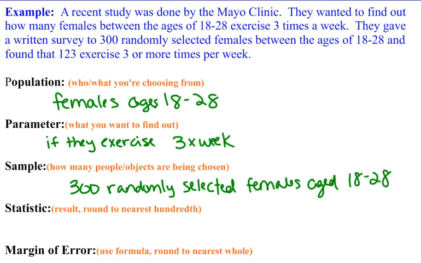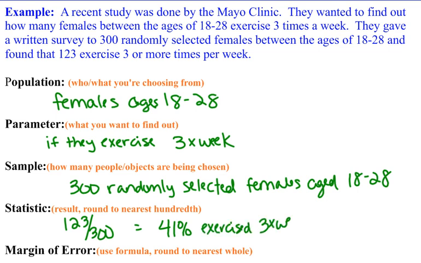And then our statistic. So that's actually what we found out. Of those 300 females, we found 123 exercise 3 times a week. So 123 out of 300. We're going to use that actual data. So 41% exercised 3 times a week. So that's just of our sample. That's not all females, that's just our sample.